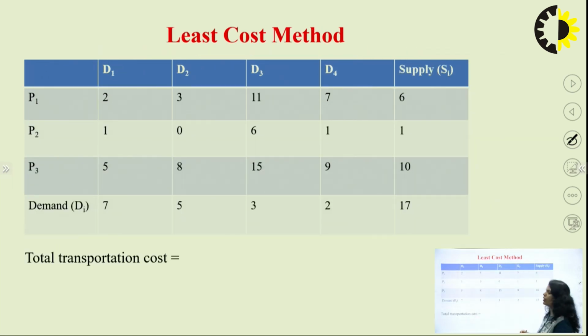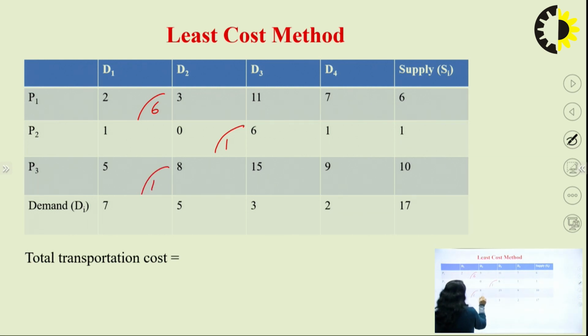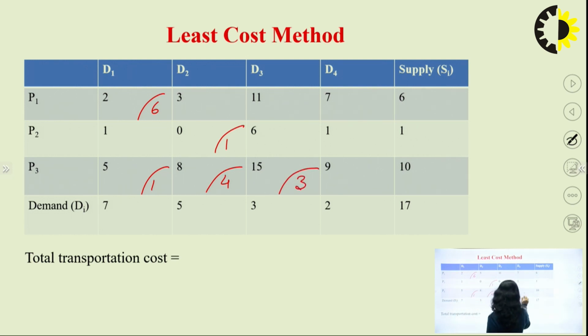So, here I have drawn the basic matrix and we will show all the allocations in the cells, so that we can easily find out the transportation cost. We see the first allocation was against this particular cell, one was against this cell, then it was 1, it was 4, it was 3 and it was 2. These were the allocations which we have discussed in the last slide. Now, we will find out the transportation cost.